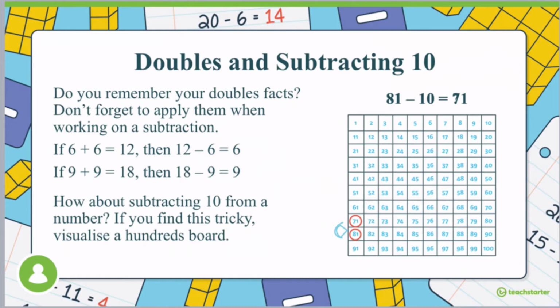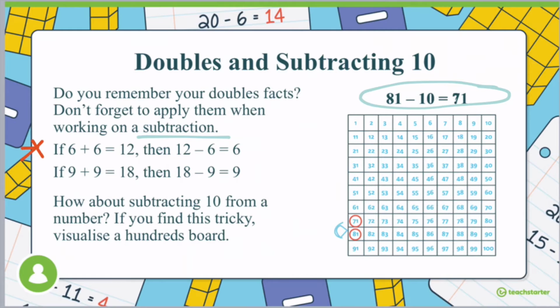Doubles and subtracting 10. Now this is really helpful if you can visualize your hundredths chart in your head. So our question, if you have a look to the side, is 81 take away 10 equals 71. Now when we're working with these larger numbers, we need to look for strategies to help us make it easier. So do you remember your double facts? Don't forget to apply them when we're also using subtraction.